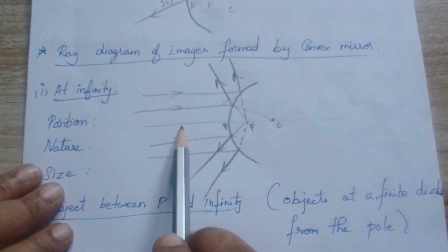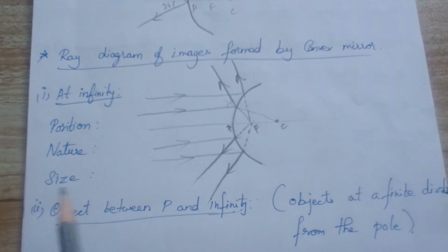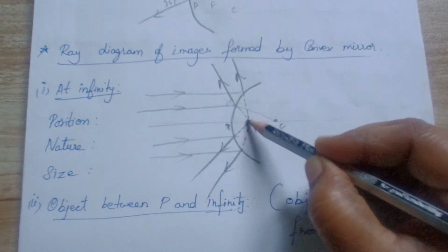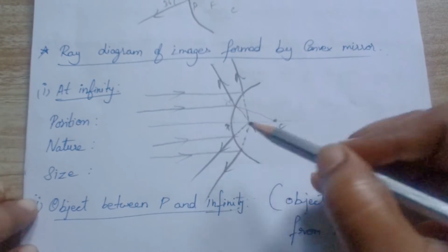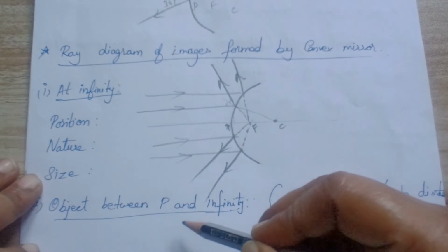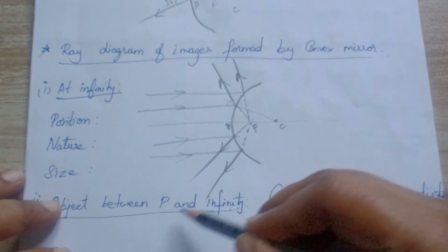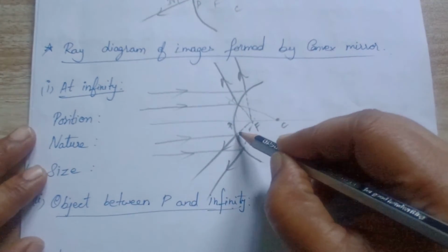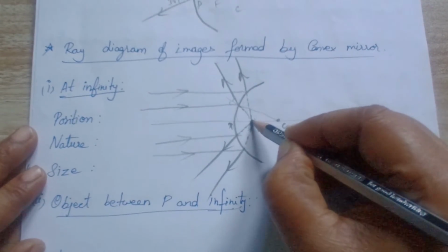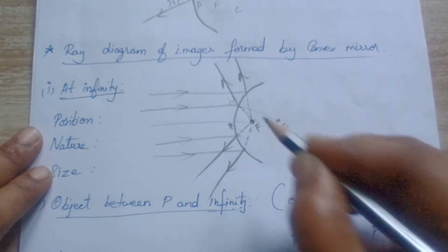So when the object is at infinity, the light rays are parallel to the principal axis. So what is the rule? If the incident light is parallel to the principal axis, then it appears to diverge from the focal point. Everything is diverging, it will never meet. I told you earlier, you need at least two rays to get an image. So it is diverging, it will never meet. It appears to converge here. Your image will be formed here at the focal point.